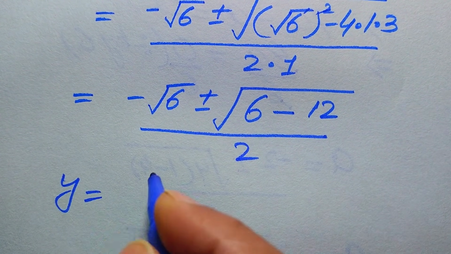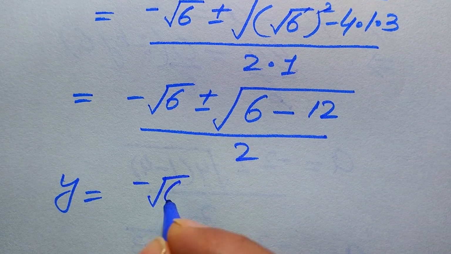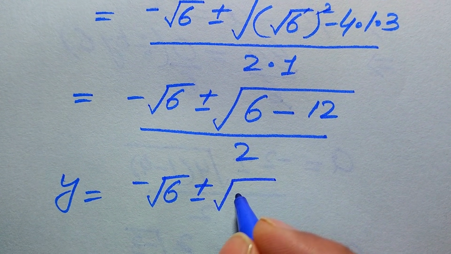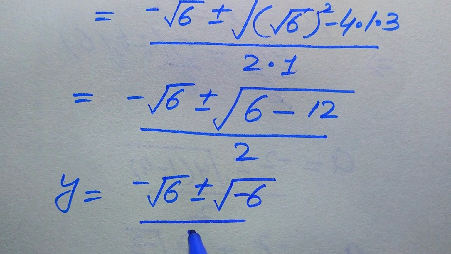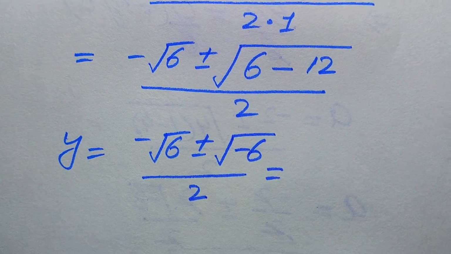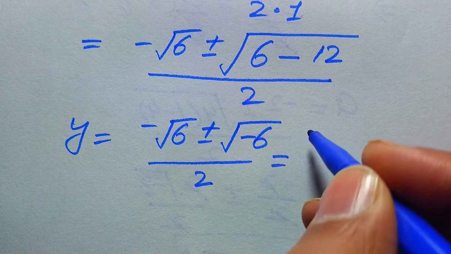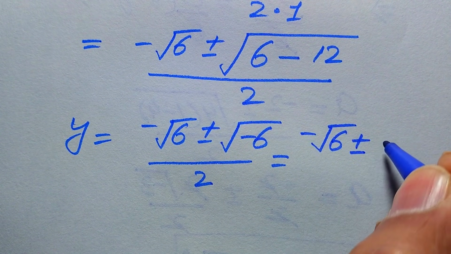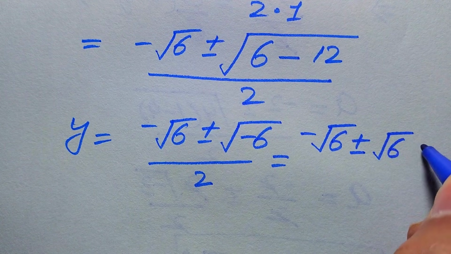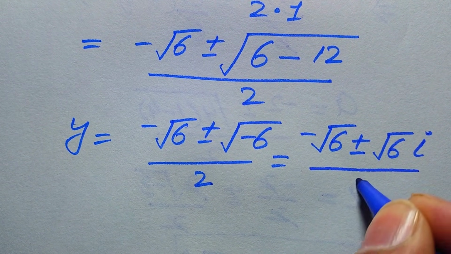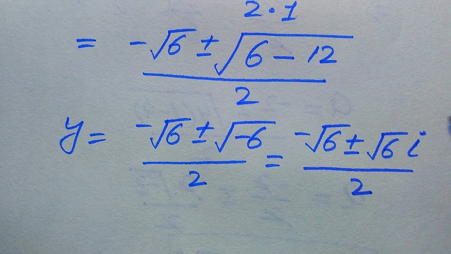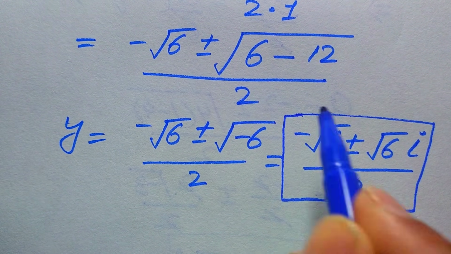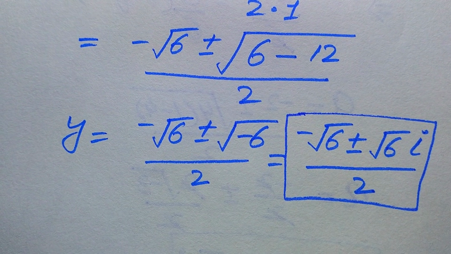So we obtain y equals minus square root of 6 plus minus square root of 6 minus 12, which becomes minus 6, and it is divided by 2. Here you know that when a negative sign appears inside the square root sign, it becomes iota, and we write it as minus square root of 6 plus minus square root of 6 times iota, and it is divided by 2. So these are the other two complex roots of the given equation, and here we find all the four roots of the given equation, and this is our final answer.